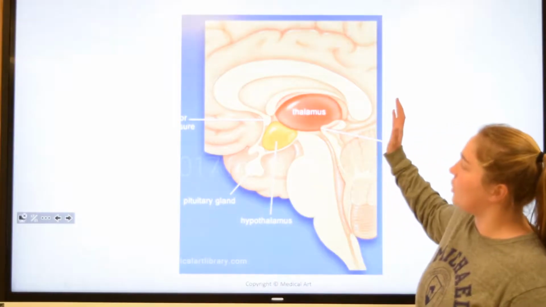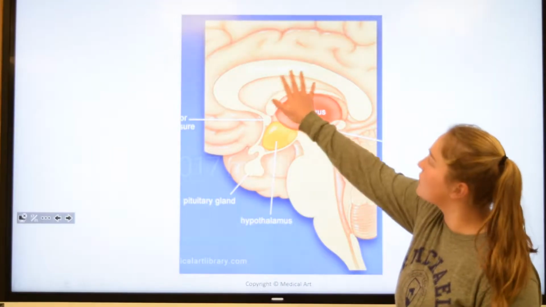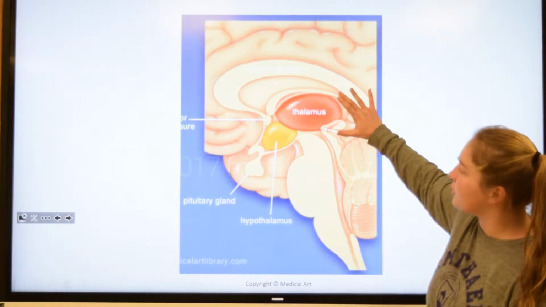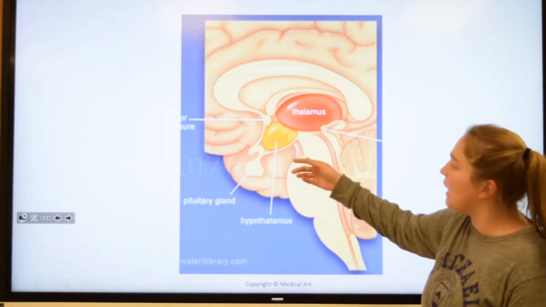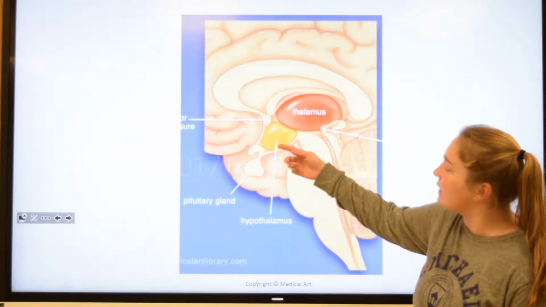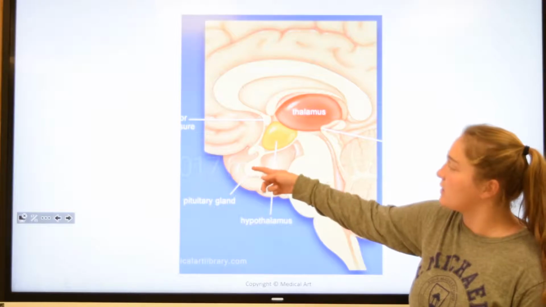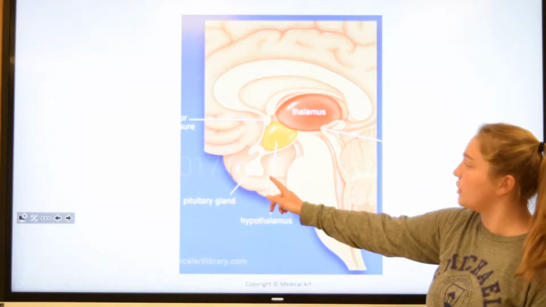And right here we can see all 3 of those parts. So here's the corpus callosum, which we talked about earlier. And then right in the center, this egg-like structure is the thalamus. Right below the thalamus is the hypothalamus, and connected to the hypothalamus is the pituitary gland. And right here is the anterior portion and the posterior portion.